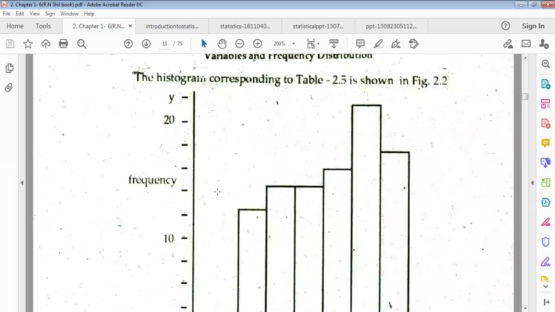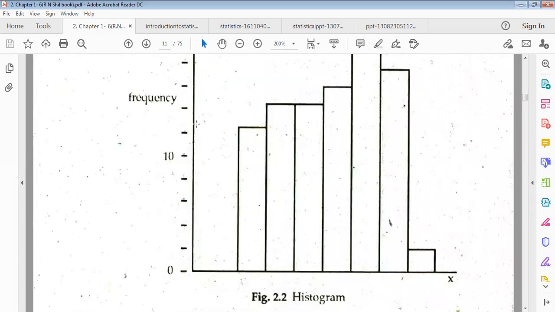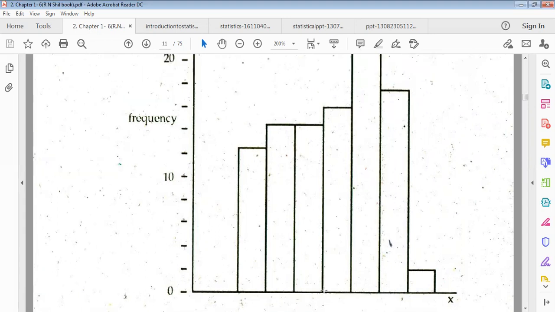13. That means in the y-axis we will go how many? 13. This is the 10, this is the 12.5, this is the 13. Okay. This box height will be what? Like this. Similarly, for the second interval, this box and frequency will be this. And for the third interval, we get this height.